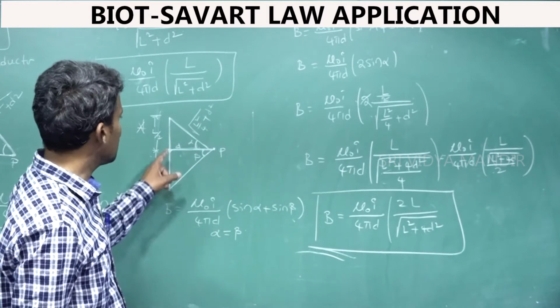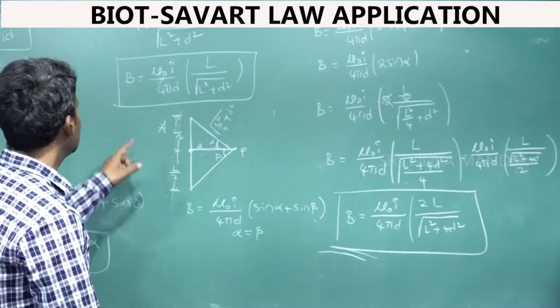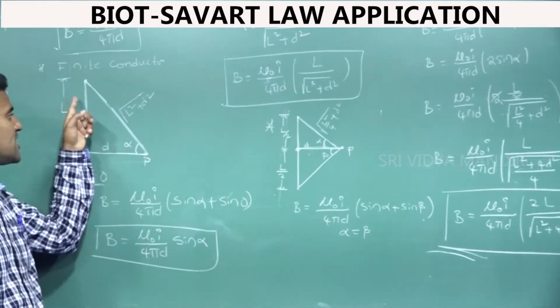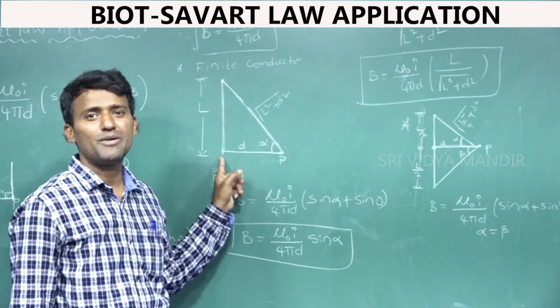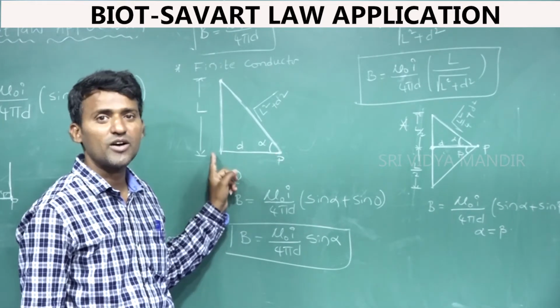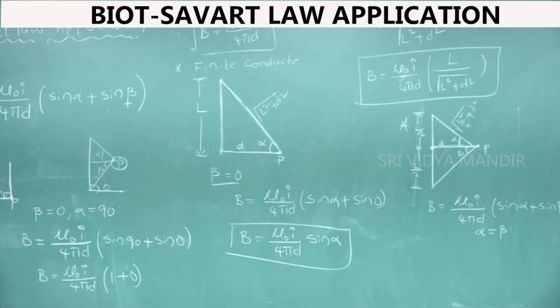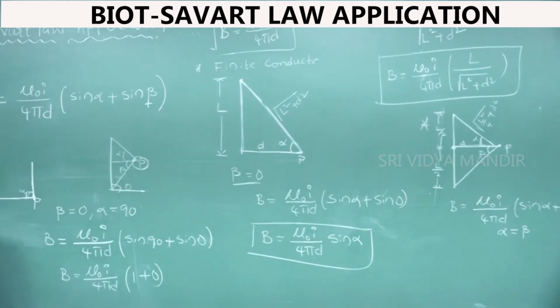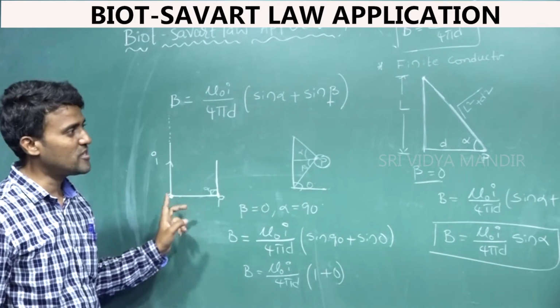See here, this is the finite wire equation, exactly at the midpoint, the perpendicular bisector. If I am taking the point P at one end of the wire, the point P is at one end of the wire R. Next, one end is a free end, and the point P is at one end.